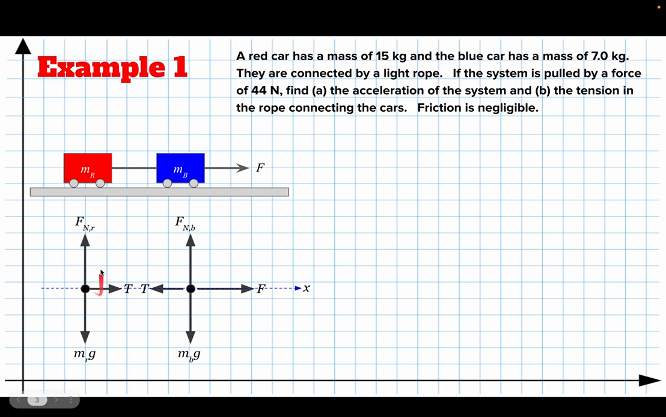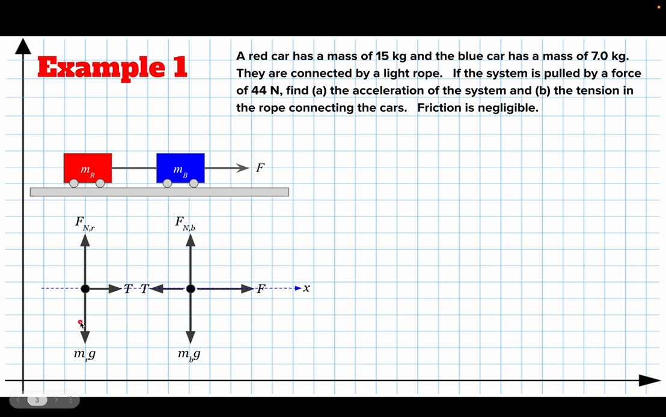And there's a tension pulling on the red car to the right. And because the string's mass is negligible, the exact same tension pulls on the blue car to the left. So here's the blue car. There is a normal force on the blue car, there's a weight on the blue car, and there's an applied force on the blue car to the right. And since both these cars accelerate to the right, we're going to call this direction the x direction.